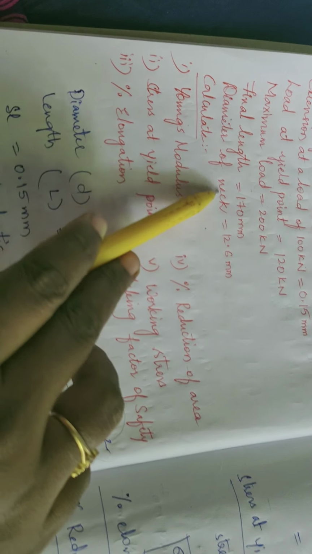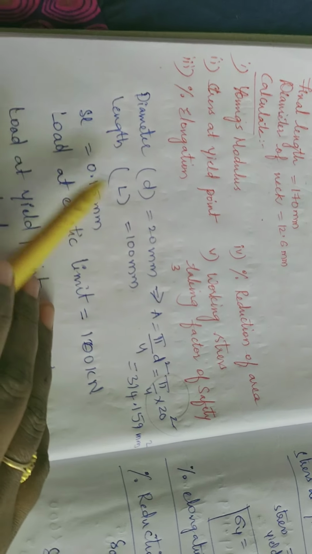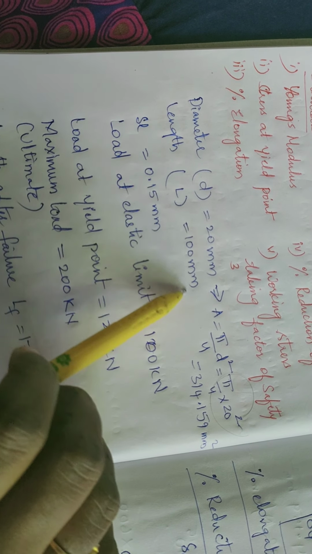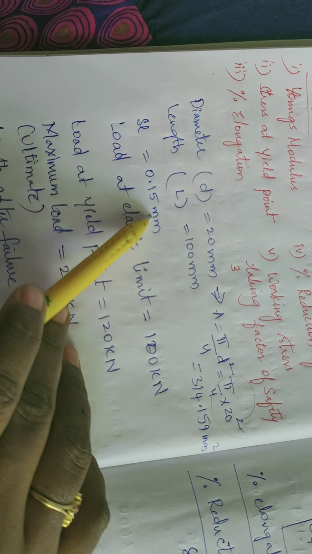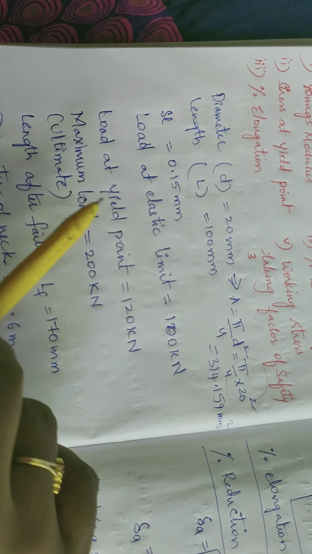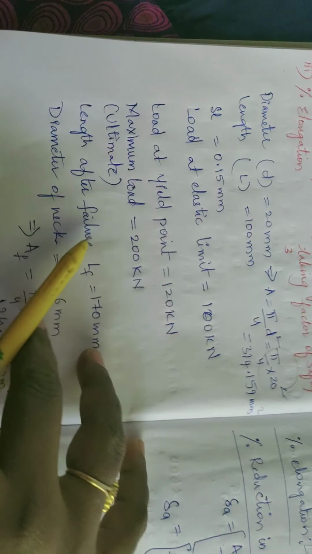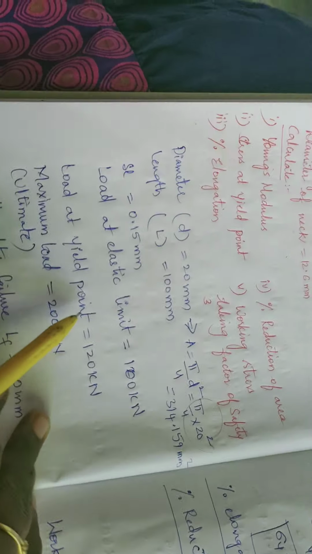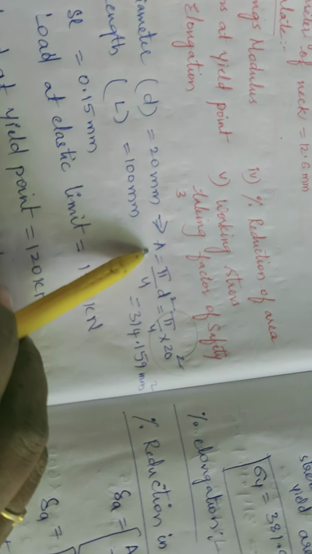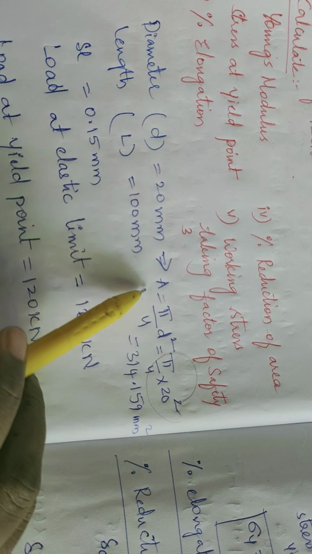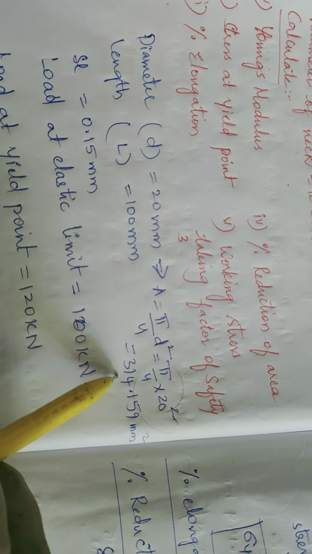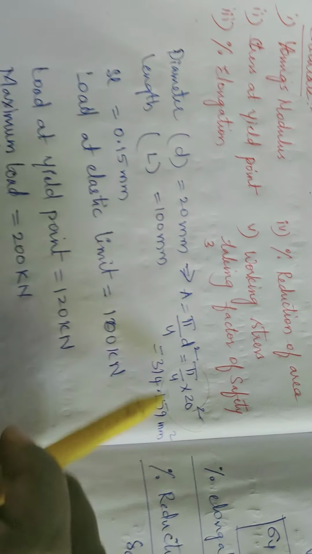So this is after failure of the workpiece. So diameter D is equal to 20 mm, length L is equal to 100 mm, delta L is equal to 0.15 mm. So load at elastic limit, load at yield point, maximum load we have written, length after failure. So by making use of this diameter D 20 mm, we found area of cross section of that specimen. It is pi by 4 D square. So pi by 4 into 20 square, it is 314.15 mm square.